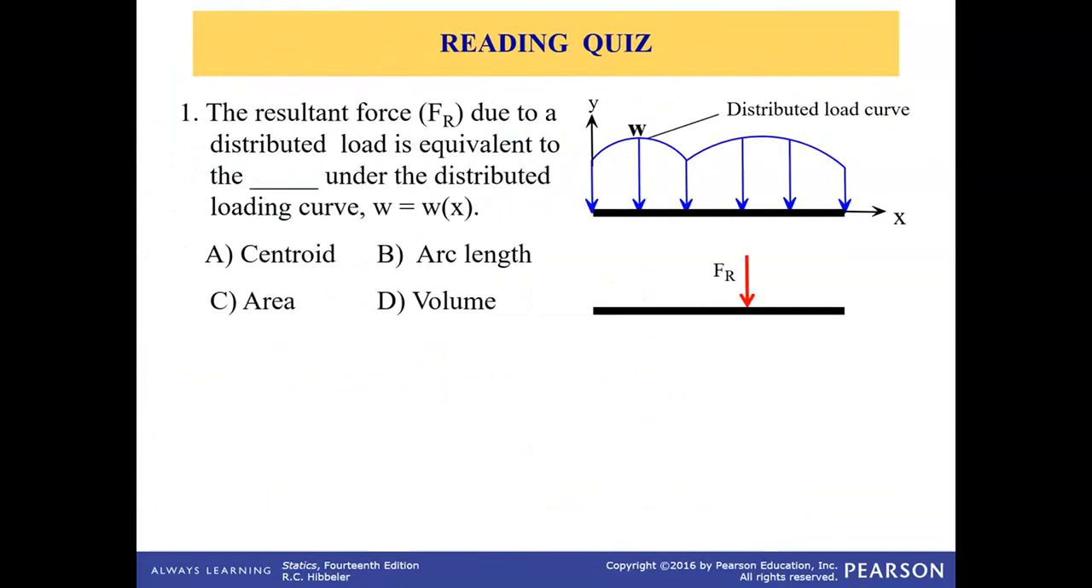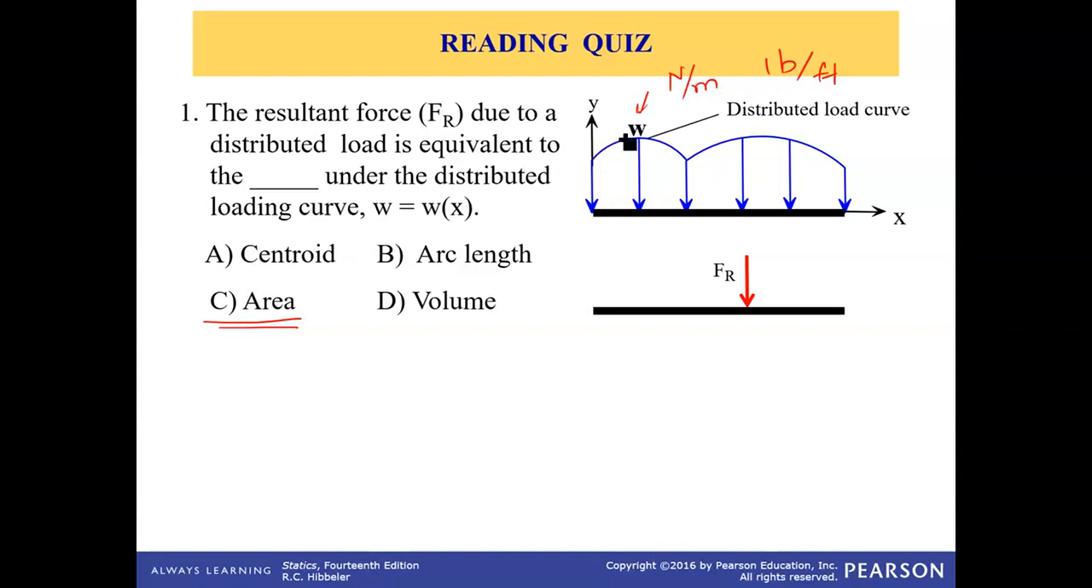The resultant force Fr due to a distributed load is equivalent to the blank under the distributed loading curve. It's equivalent to the area under the distribution. This is how we graphically represent the distributed load: the x-axis is the position and the y-axis is the value of load. The load here is in terms of Newton per meter or pound per foot, depending on the unit system. So it's not Newton anymore, it's per length.